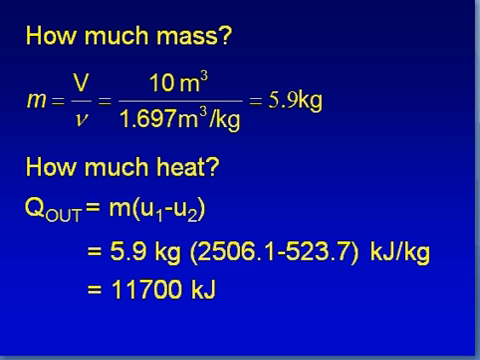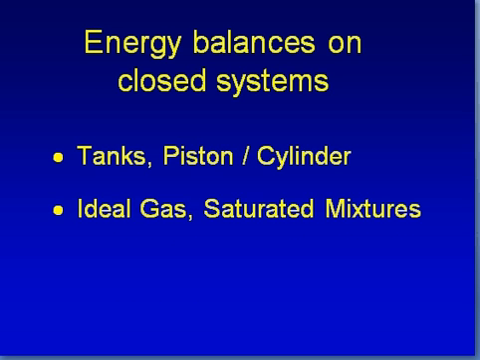The heat coming in is the heat going out. In this case, we're trying to cool the gas until it starts to condense. We're going to condense part of the gas, so we have to take heat out. Q is M delta U, or 5.9 times 2506 minus 523. We wind up with having to remove 11,700 kilojoules for this problem.